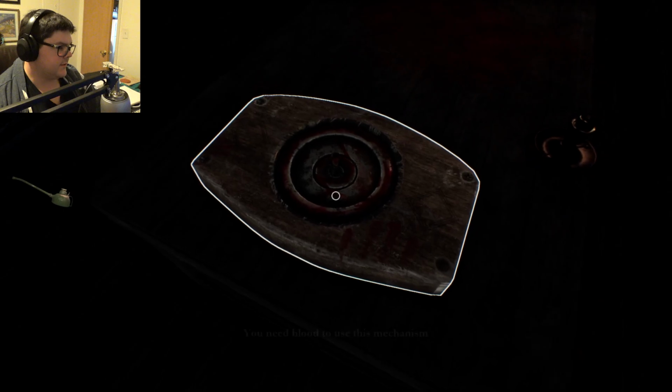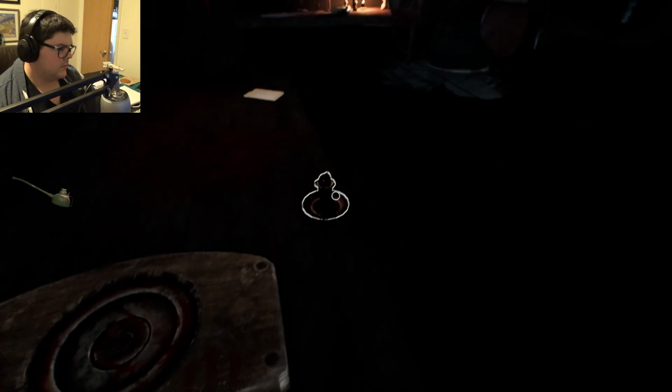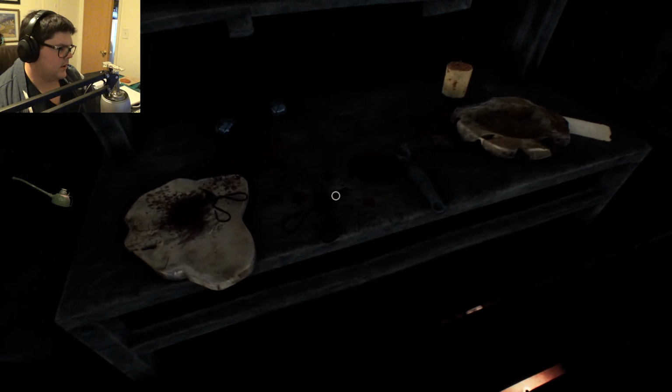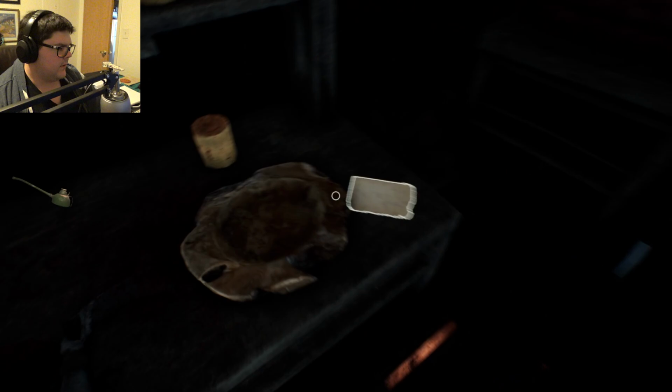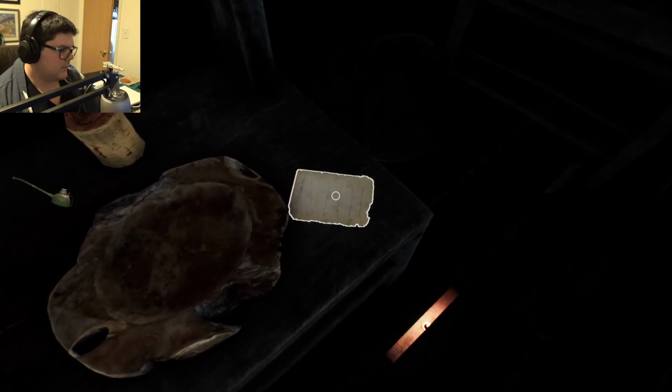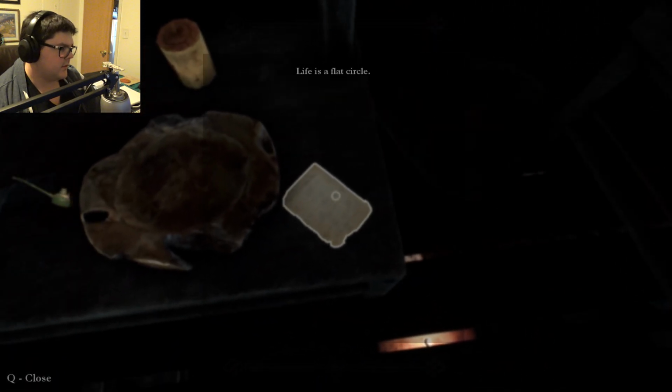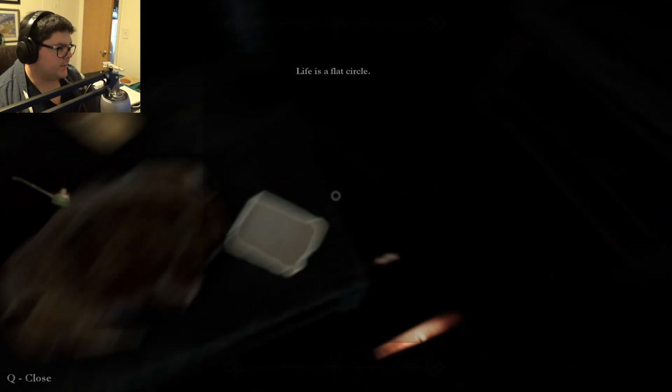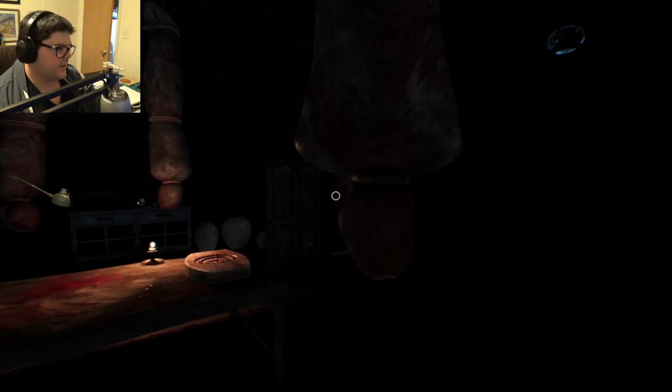And another puzzle. Well, good thing this is... Oh, don't. Oh, well... What psychopathy are you? Life is a flat circle. I'd appreciate it if y'all stopped moving. I didn't ask for your opinion.